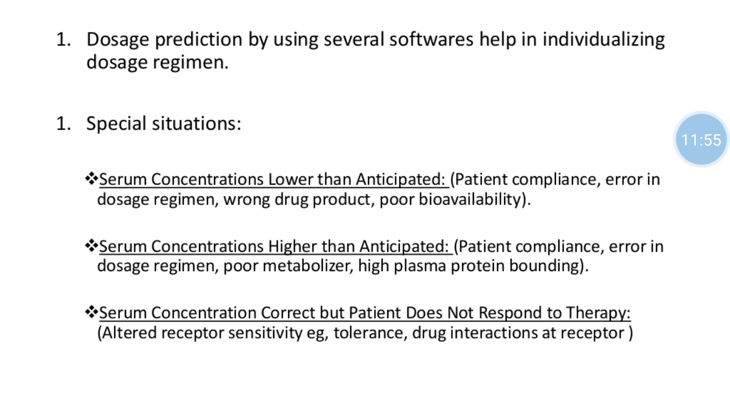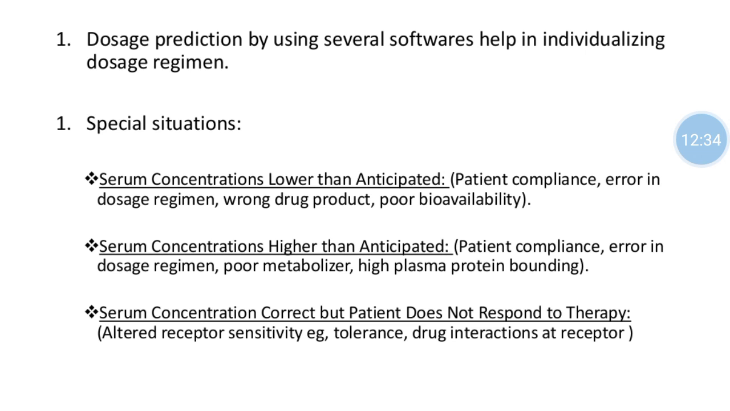Special situation: serum concentration lower than anticipated. You expected a high concentration but actually it is low. Why? Due to patient non-compliance, or an error in dosage regimen, meaning a low dose was given. Or a wrong drug product, meaning the wrong type of product was used. Or poor bioavailability, meaning absorption is very low, which gives a lower concentration.